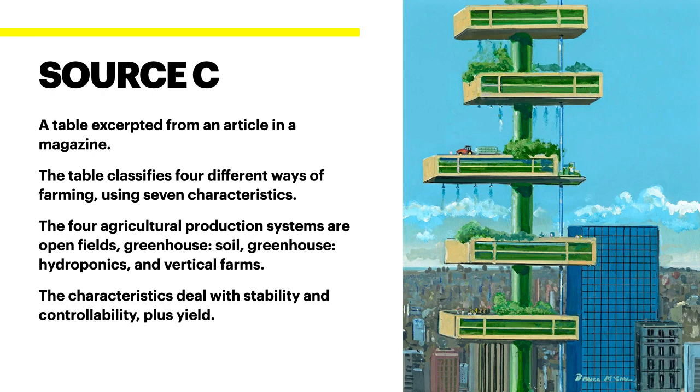So, for example, the hydroponic soilless farming: how much yield does it have compared to other forms of farming? That was one of the characteristics. So all 7 characteristics and all 4 different ways of farming are rated in this table. The 4 production systems are open fields, greenhouse soil, greenhouse hydroponics, and vertical farms. And then the characteristics deal with things like stability, controllability, and yield. So that was source C.